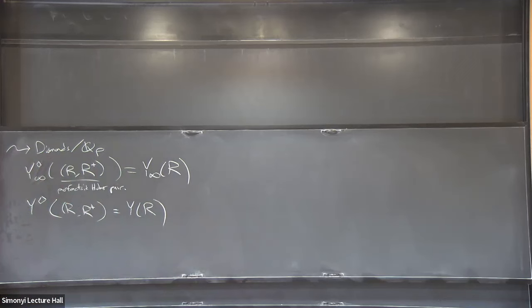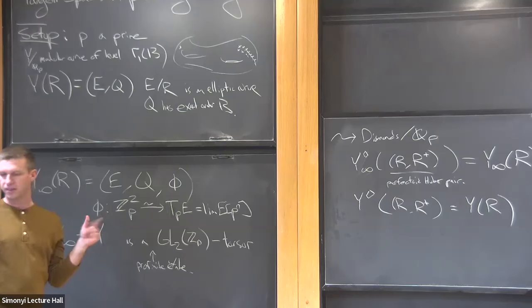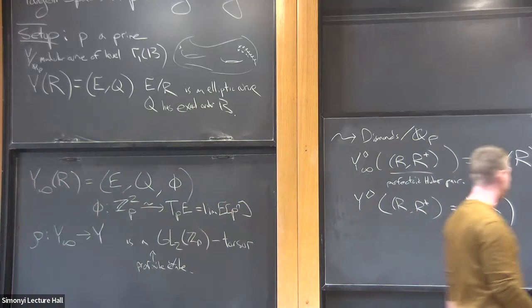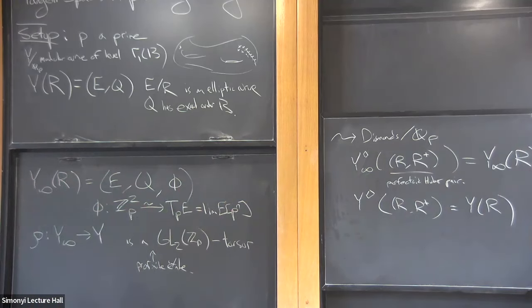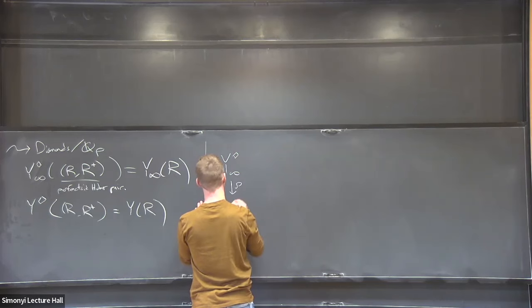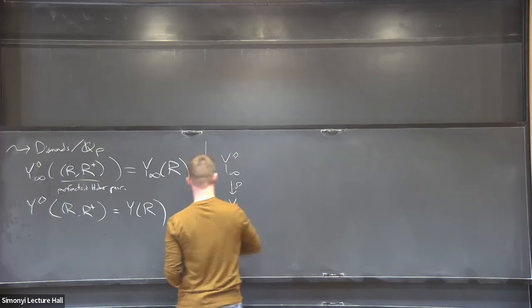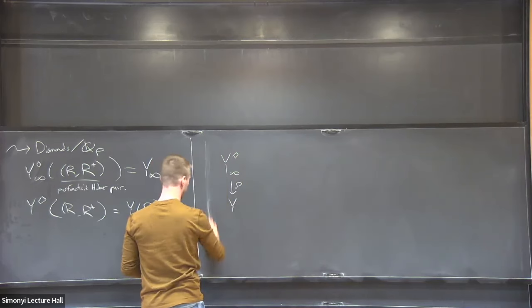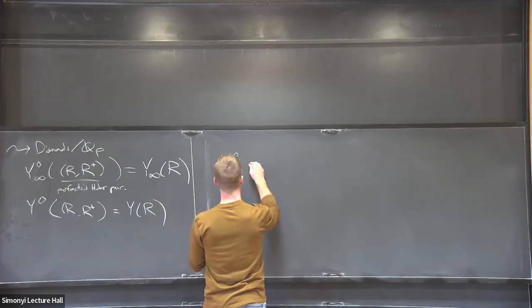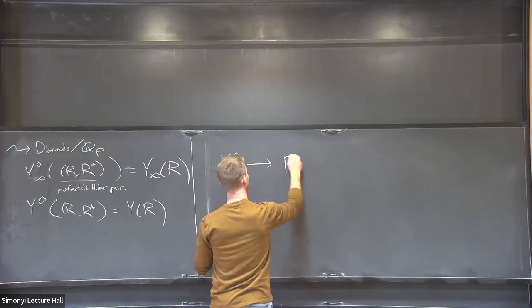Good, and so these fit together in a diagram that I want to study. So I have Y_∞^◇. I can analytify this map ρ, and I get a map to Y^◇. And then I also have a map to P^1.